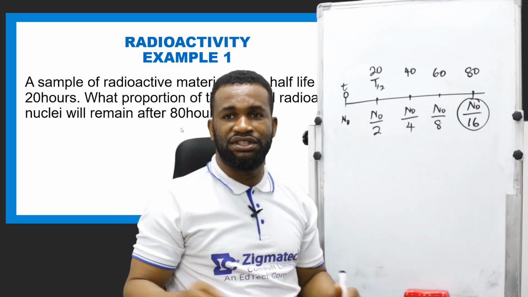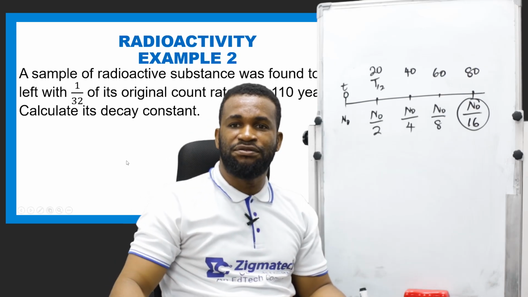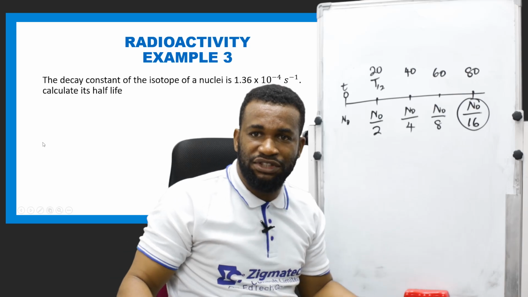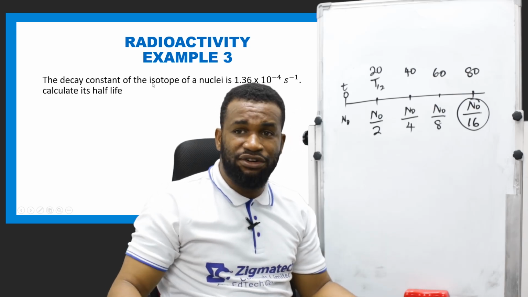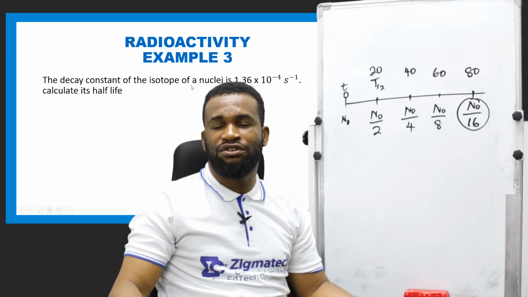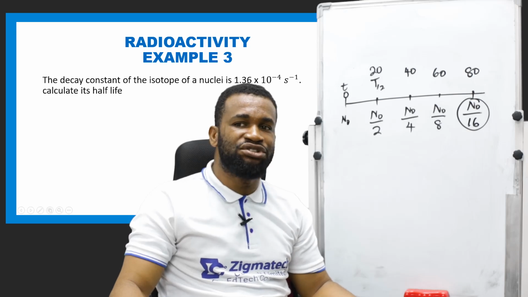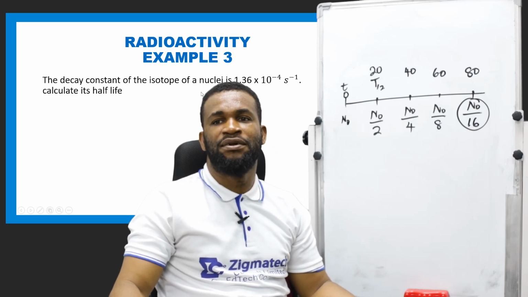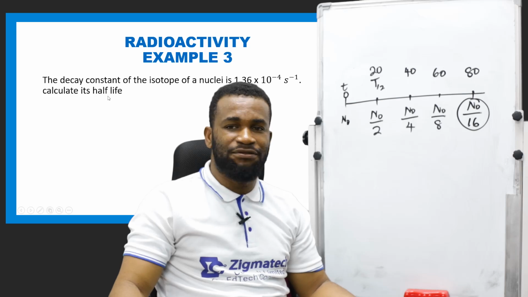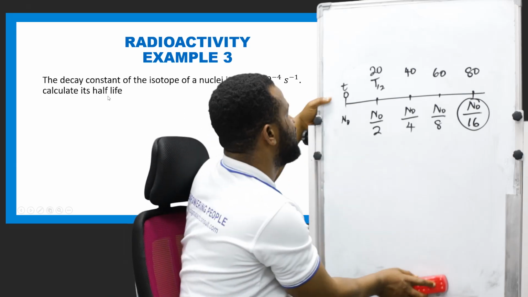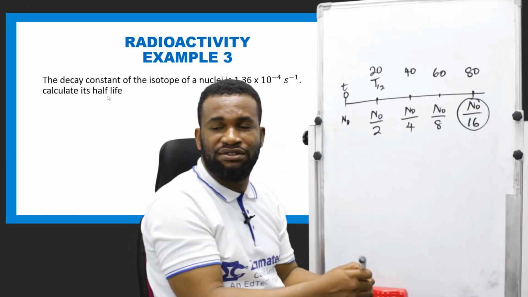So that is why I'm doing it this way. We also have, let's look at this question. It said, the decay constant of an isotope of a nuclei is 1.36 times 10 raised to the minus 4. It said calculate its half-life. All right? Okay, I think we also have to go back to this formula.